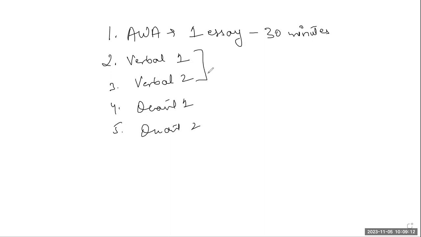What has changed in verbal? That the number of questions now are half, right? There are a total of 27 questions in verbal. The first section will have 12 questions. The second section will have 15 questions.